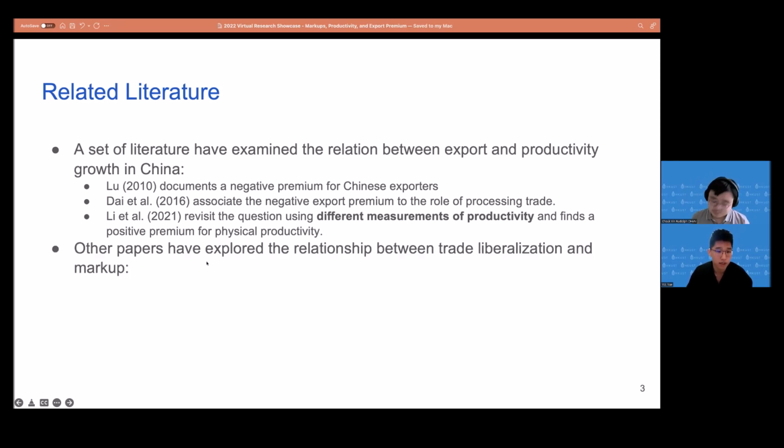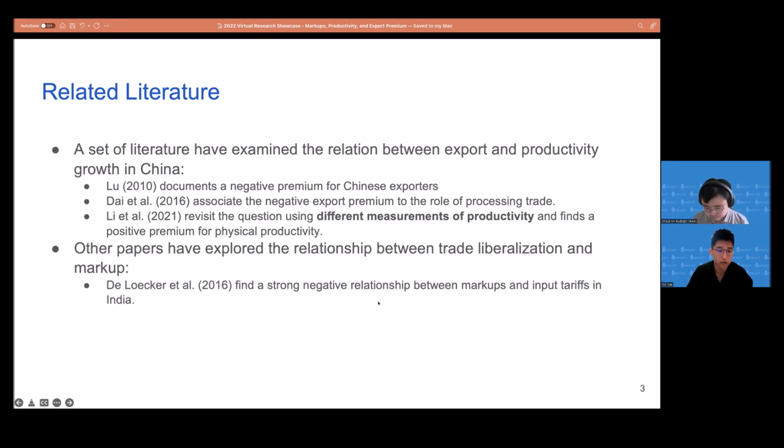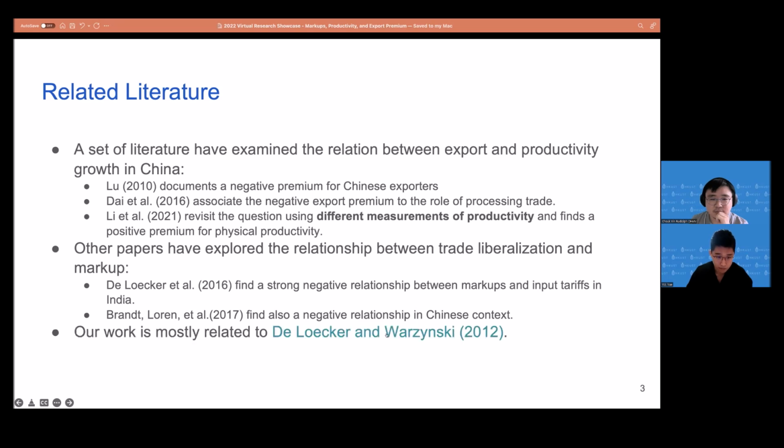And other papers have explored the relationship between trade liberalization and markup. So first, De Loecker et al. in 2016 find a strong negative relationship between markups and input tariffs in India. And Brandt et al. in 2017 also find a negative relation in the Chinese context. And our work is mostly related to De Loecker and Warzynski's AER 2012 paper.